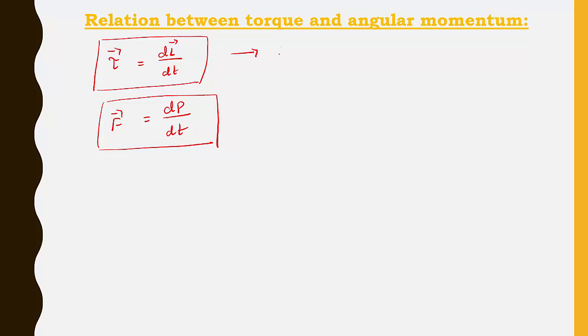So the first is for rotational motion, and the second equation is for linear motion. Observe both the equations. When force is applied, linear momentum changes. When torque is applied, angular momentum changes. Rate of change of angular momentum is called torque. Rate of change of linear momentum is called force.